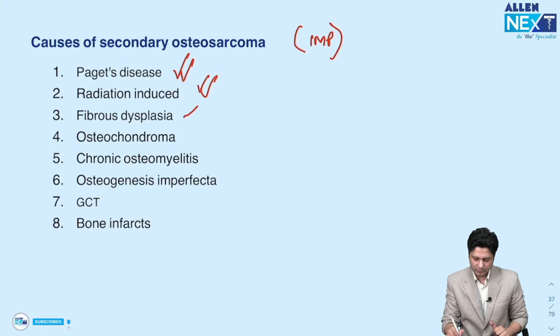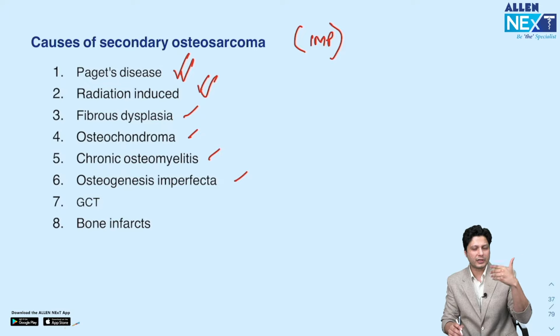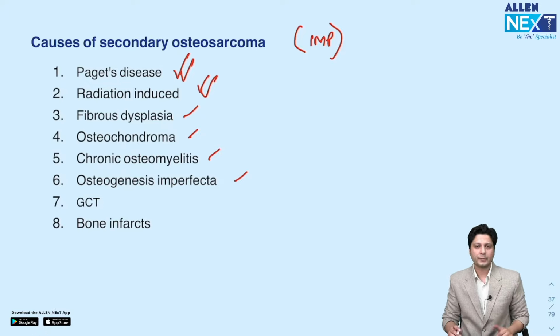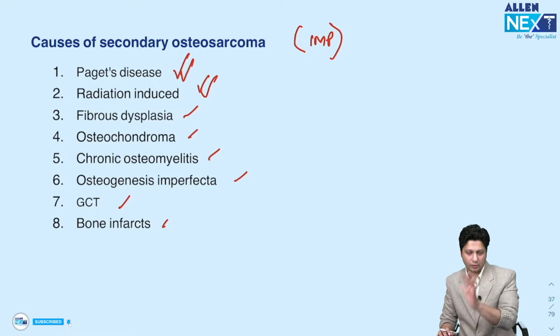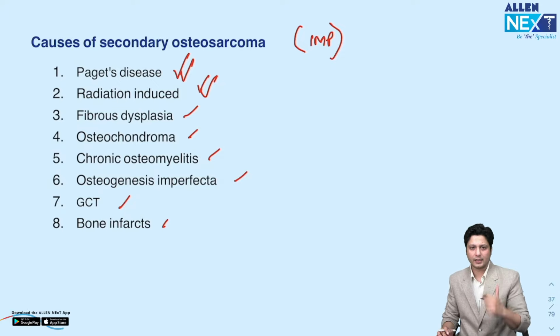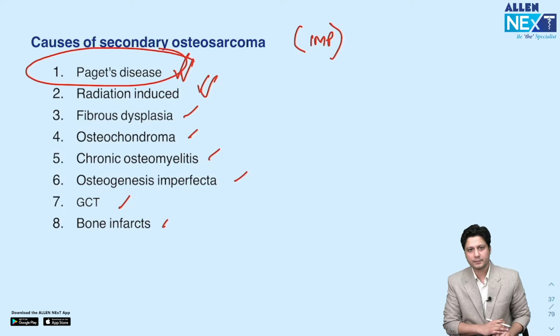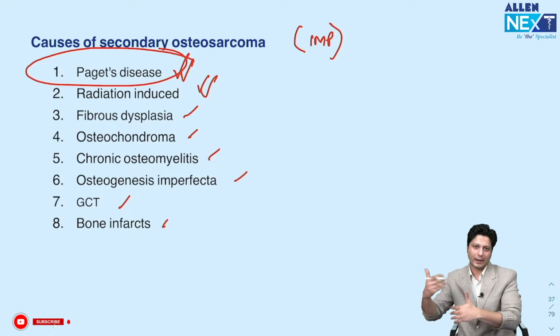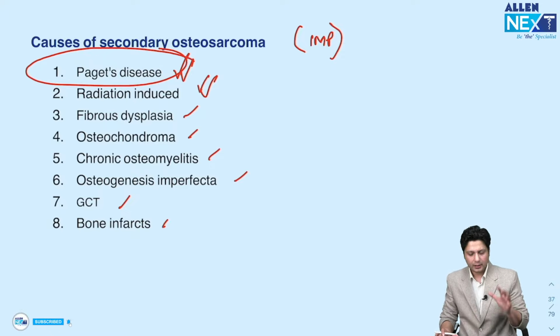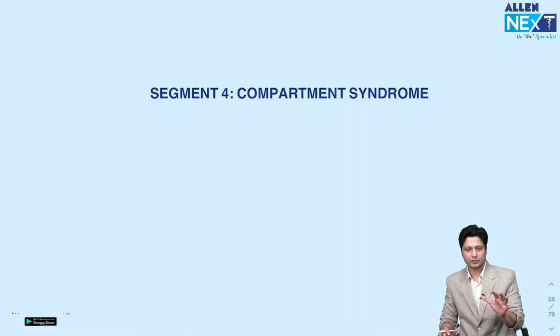Radiation induced, fibrous dysplasia, osteochondroma, chronic osteomyelitis, even GCT can go for osteosarcomatous changes, bone infarcts, osteogenesis imperfecta. But if at all they are going to ask this question, then it would be based on Paget disease. These are the conditions which can be converted into osteosarcomatous lesions in future. So this is a possibility that they might ask this question.